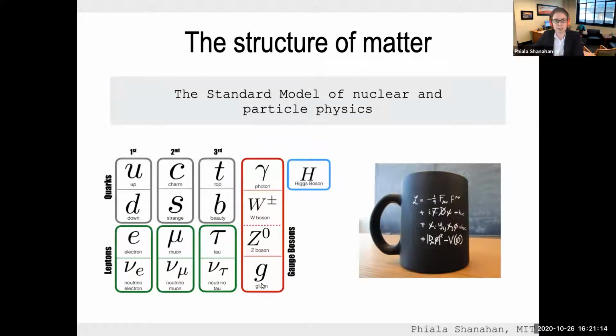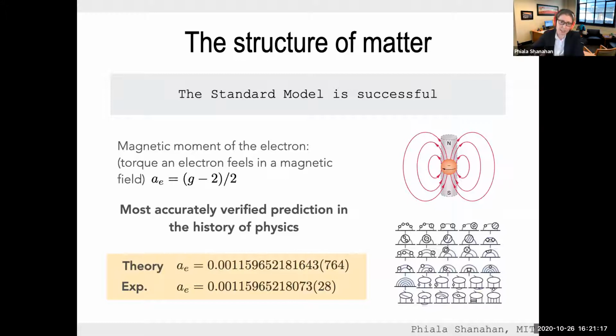So just to put that in context, an example is the magnetic moment of the electron. This is the most accurately verified prediction in the history of physics. The magnetic moment encodes how much torque an electron feels in a magnetic field. What I'm showing here is actually the anomalous magnetic moment. That's the deviation from the tree level or classical result. And what you see here is 12 significant figures of agreement. So for any students in the audience who are studying field theory, you'll have an idea of what a heroic effort this was. It was up to 5 loops of Feynman diagrams. That's about 12,000 Feynman diagrams and 30 years of effort to see this remarkable agreement between theory and experiment.